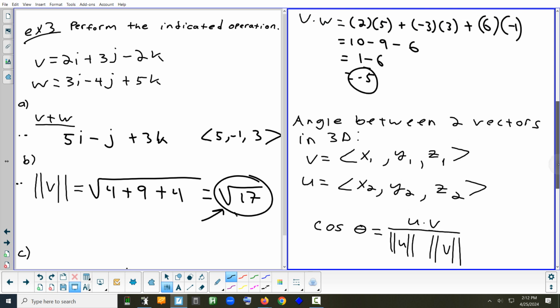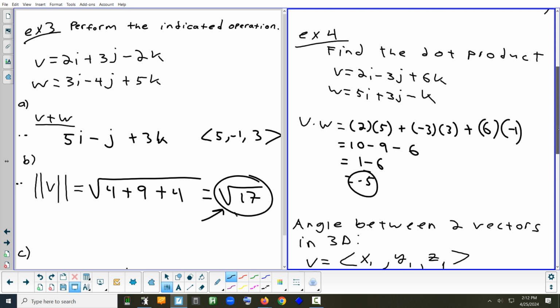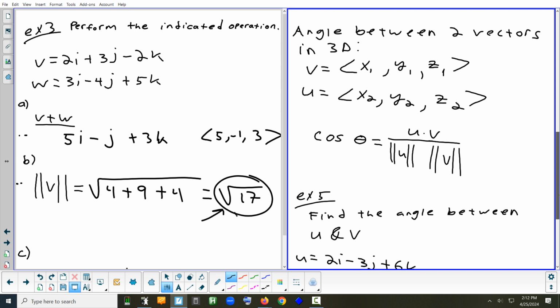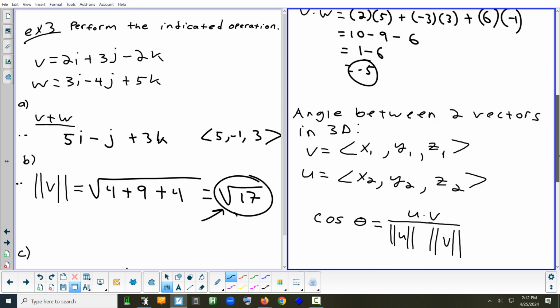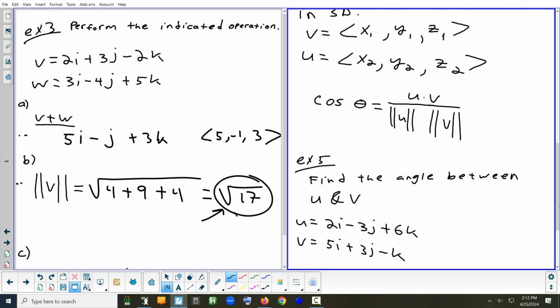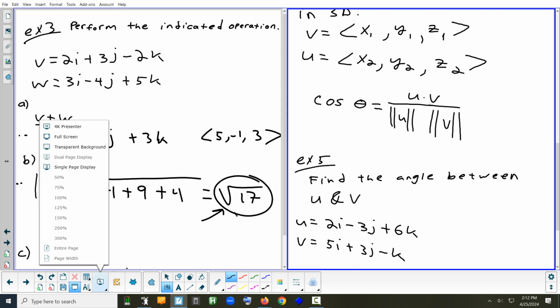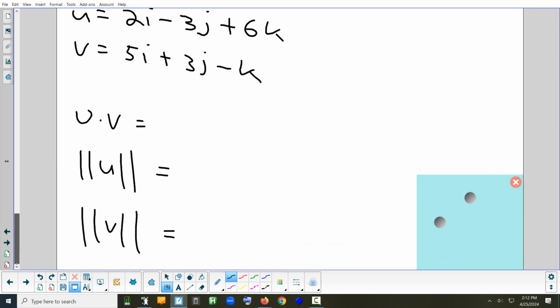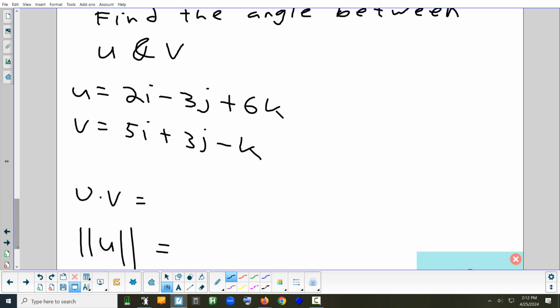So because we already have the dot product, I'm going to copy down the two vectors we just had from up above. So 2, negative 3, 6. And 5, 3, negative 1. All right, so the first thing we need in this formula is already done for us, the dot product. What did we just get when we did the dot product of these two vectors? Negative 5. So there's the first part.